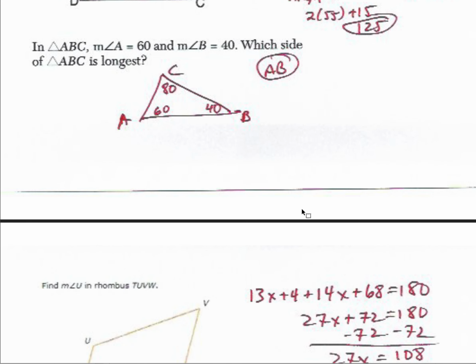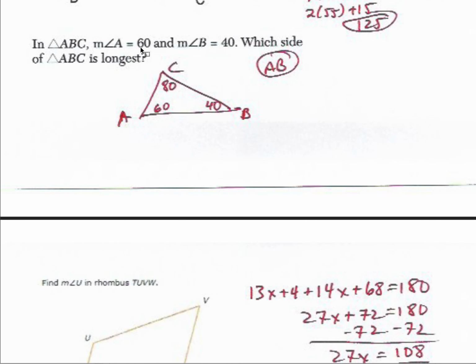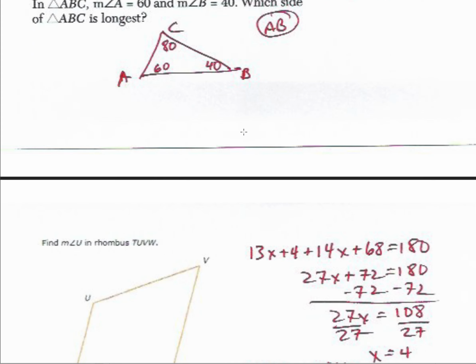Another longest, shortest side type situation. The measure of angle A is 60. The measure of angle B is 40. I add those up, I get 100, so the missing angle had to be 80. What's the longest side? It's across from the biggest angle. That has to be AB.